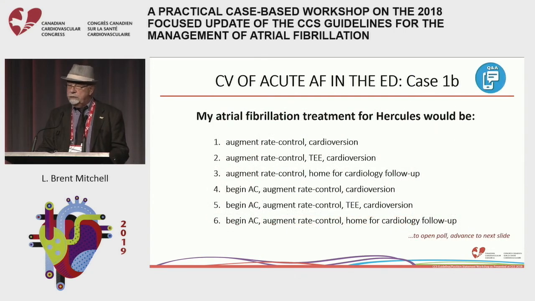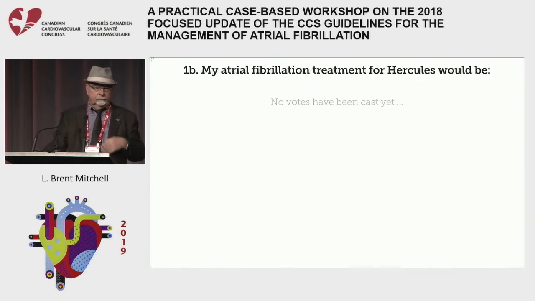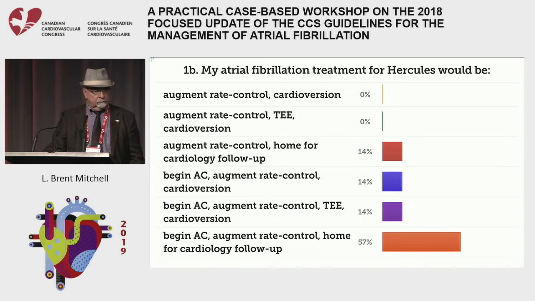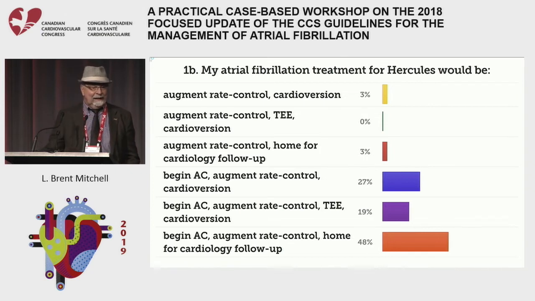Same question with the same responses. Please vote. So given that he is a CHADS-2, he needs anticoagulation. So the first three choices are not appropriate anymore. The next three choices then ask the question, can he be cardioverted immediately? Or does he need to be inspected with a TEE or go home for somebody to wait 3 weeks?